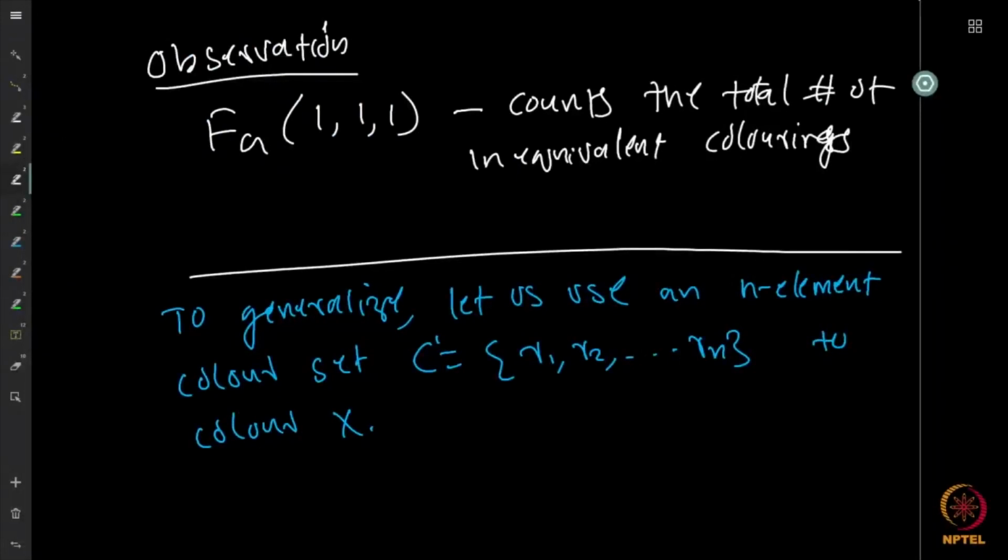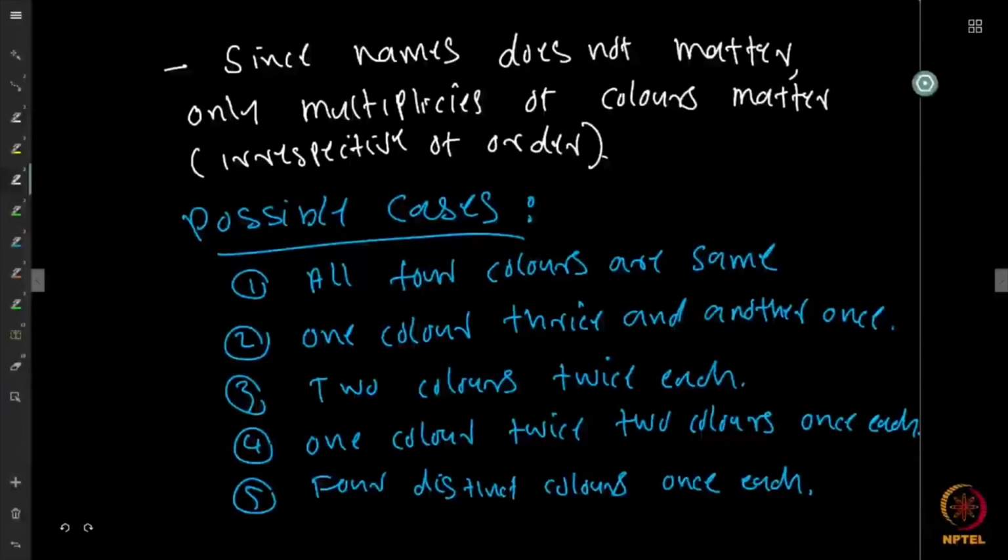Now, to generalize, let us use an n element color set, right? Instead of the 3 element set, let us say that we are using R1, R2, R3, etc., Rn, right? To color the set X. So if we use more colors, then what can we see? Right? So the names do not matter, only the multiplicities of the colors matter. How many times a color appears can make the difference. And again, the order in which these multiplicities occur also does not matter.